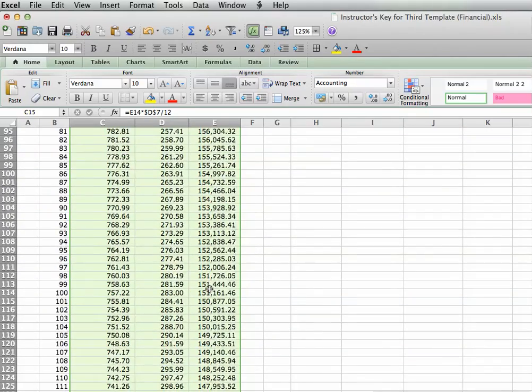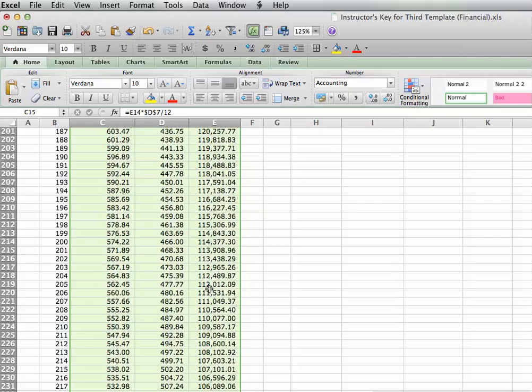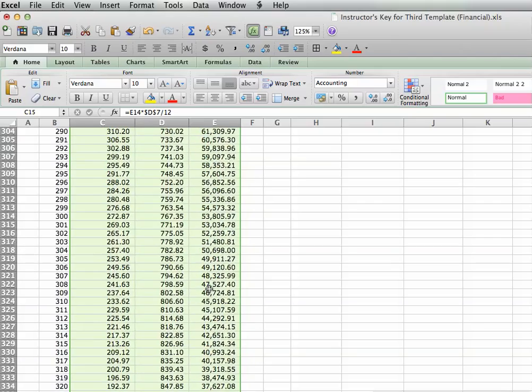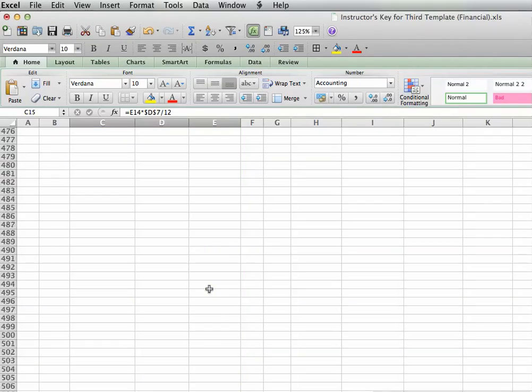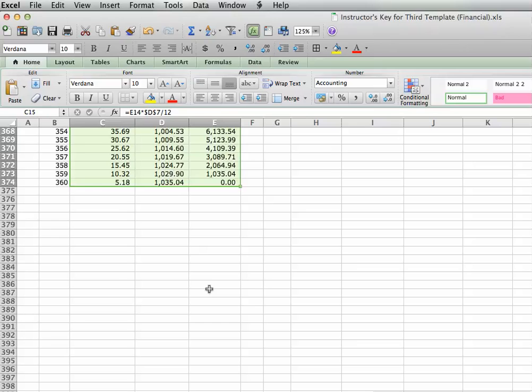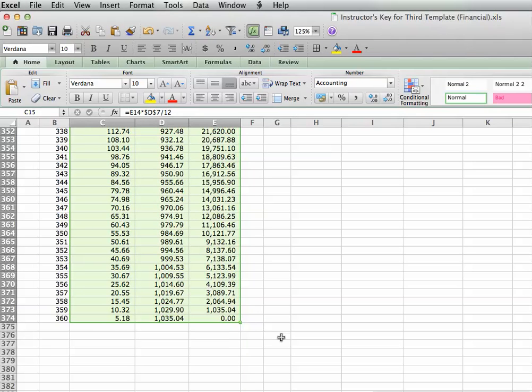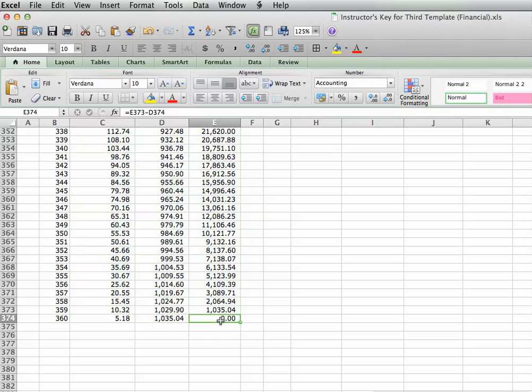As I scroll down, those formulas replicate again and again depending on the balances, and you'll notice that if you get carried away you go way past where you belong. There we go. 360 goes out to be a perfect zero. Not going to happen in real life.